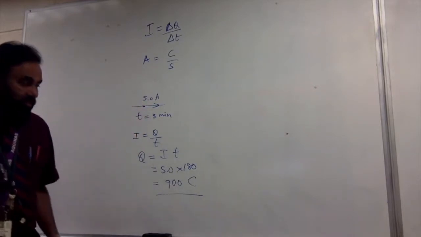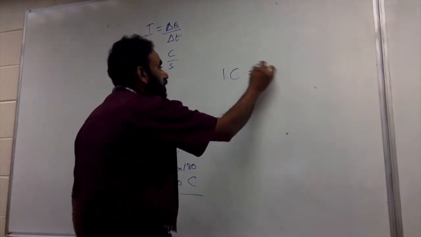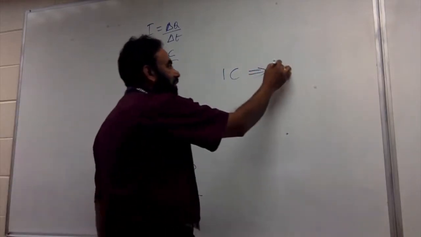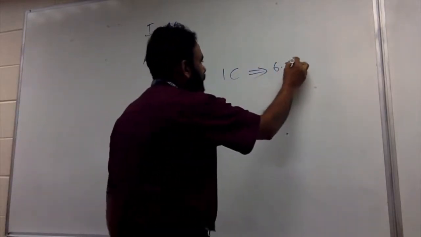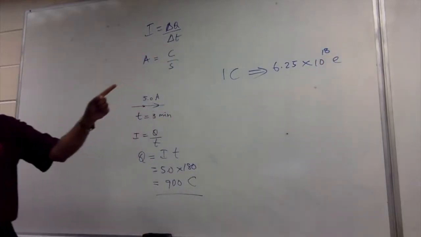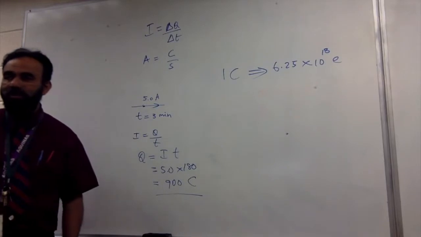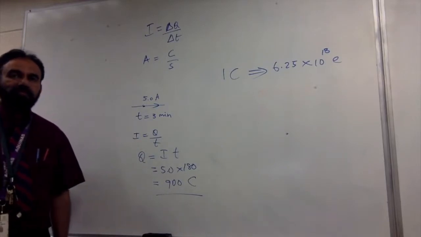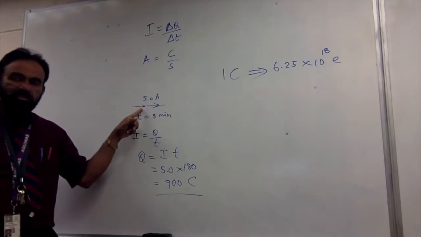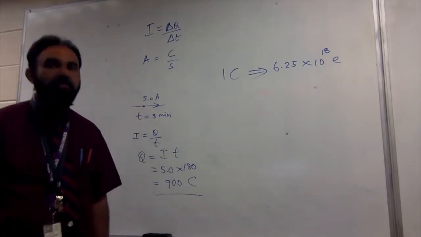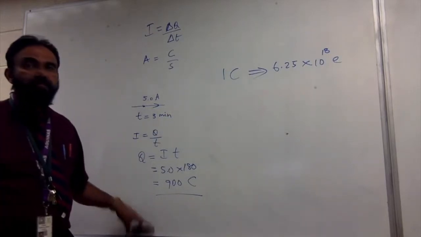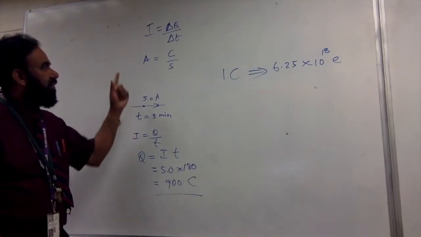900 coulombs. You know what is a coulomb? How many electrons are there in a coulomb? 6.25, good. 6.25 times 10 power 18 electrons. So if 1 coulomb is that many electrons, 900 coulombs is going to be a lot of electrons. And all those electrons are passing through this wire in 3 minutes, just for a current of 5 amperes. Is that clear? So this is something that you have done last year, connection between this and this.